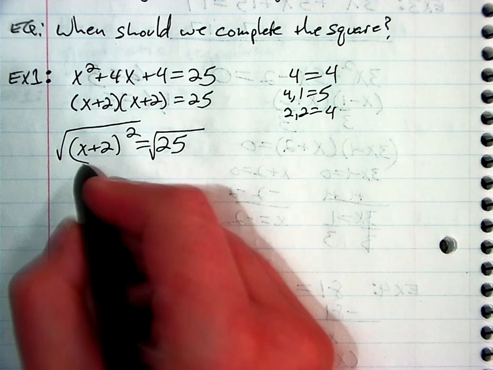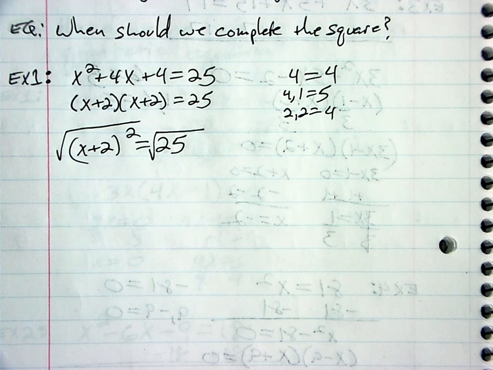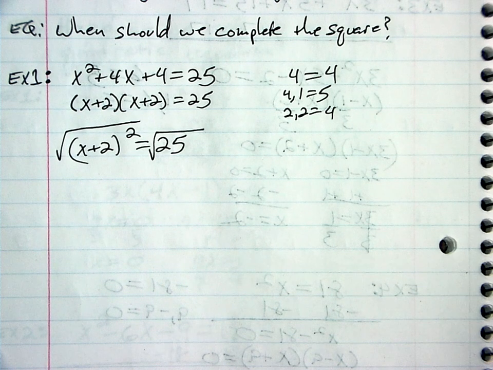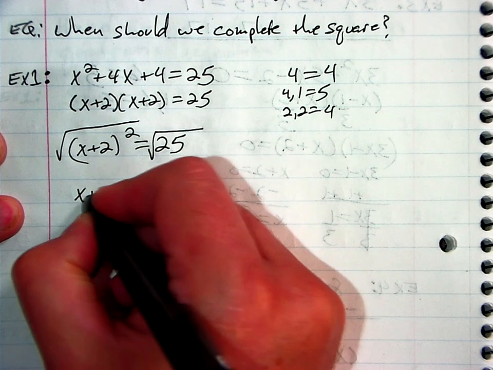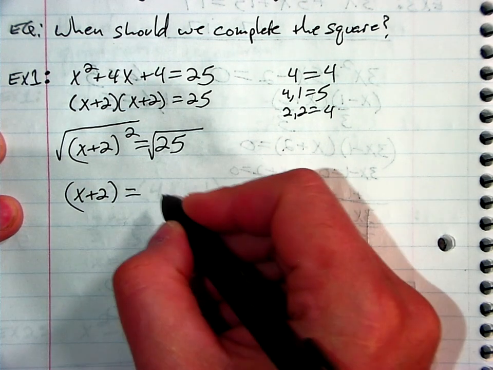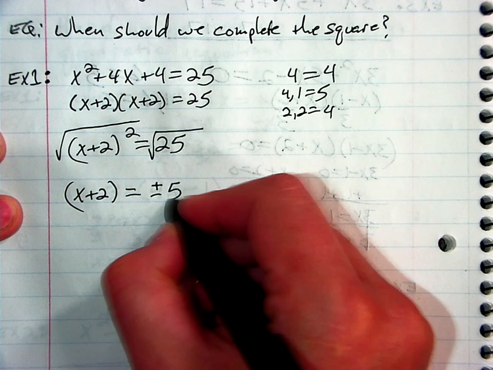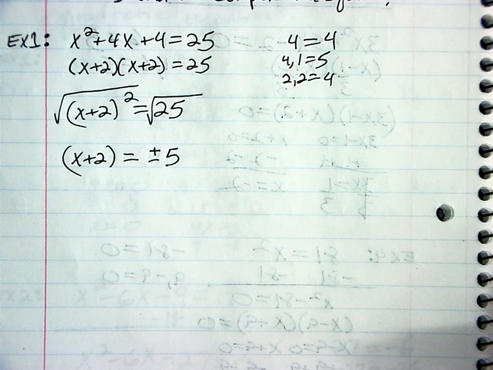Alright, so what happens to the square and the square root? They go away. It's like they're talking during my lesson and they're about to go away. X plus 2. And what's the square root of 25? 5. You're half right. Yep, plus or minus 5. That is the most correct answer.